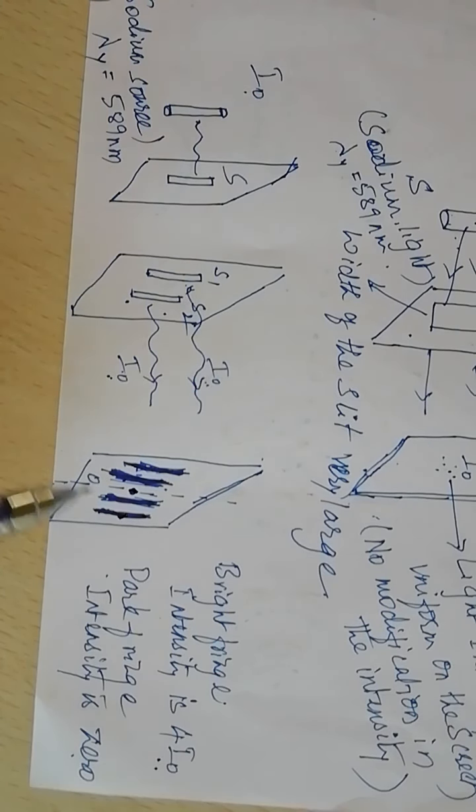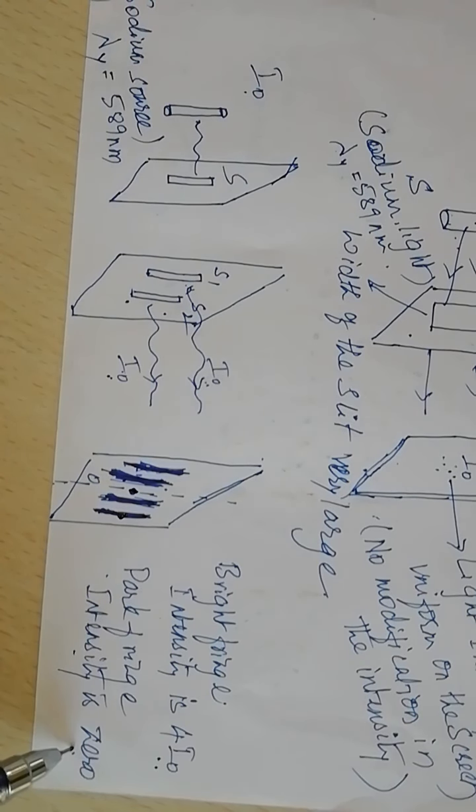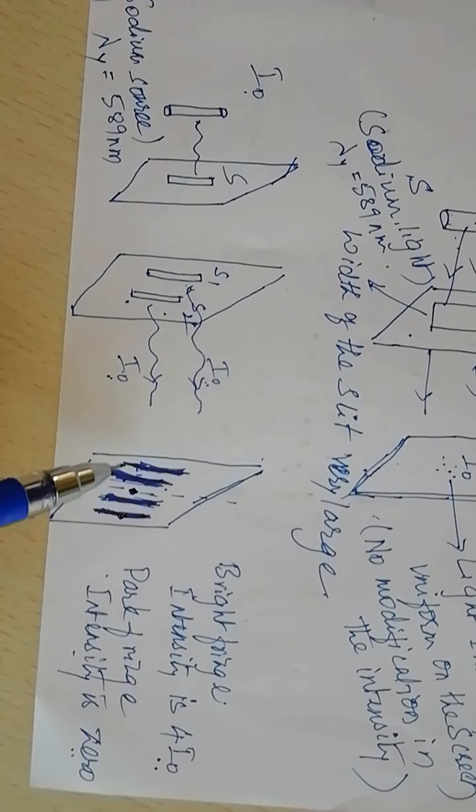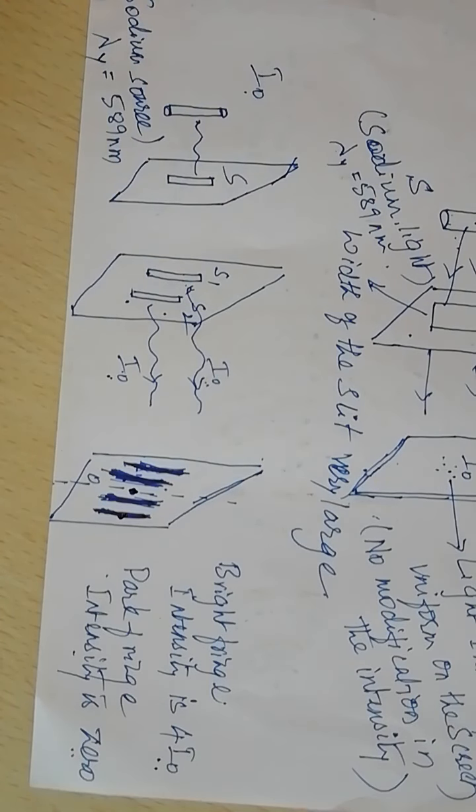There will not be good contrast between the bright and dark bands if the amplitudes are different. If the amplitudes are the same, then the dark band is completely dark, intensity is 0, and there will be a good contrast between the bright bands and dark bands. So there are necessary conditions to obtain this interference pattern. Namely, we need first two coherent sources. S1 and S2 must be coherent sources.